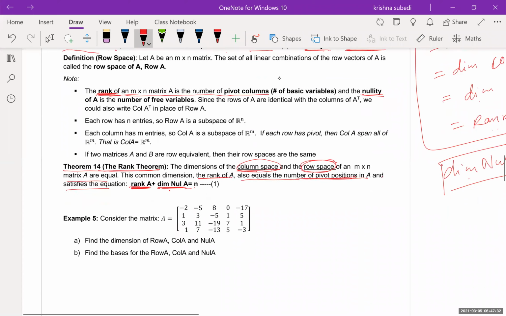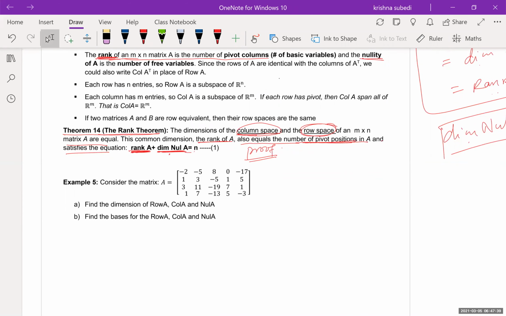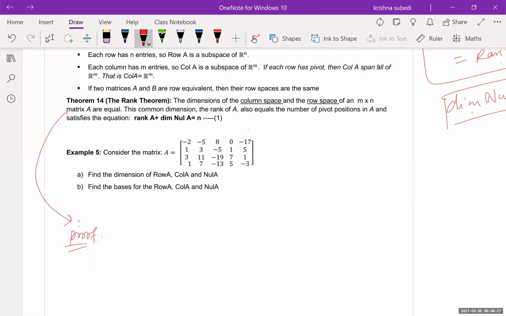And for the proof, please check my lecture note, or you can check the proof in the textbook. It's a pretty simple proof, by the way. Okay, let's do the proof just for fun. Theorem 14, the rank theorem. What we need to prove is that rank A plus dimension of null A equals N. Remember, the matrix is an M by N matrix.